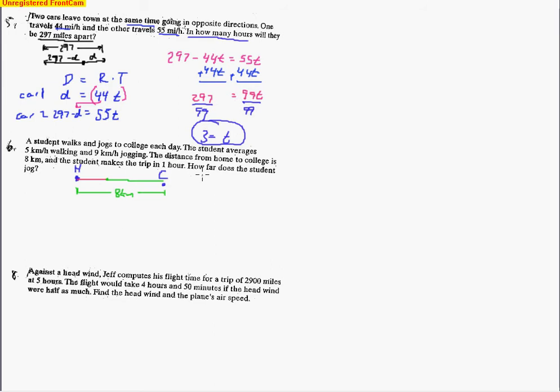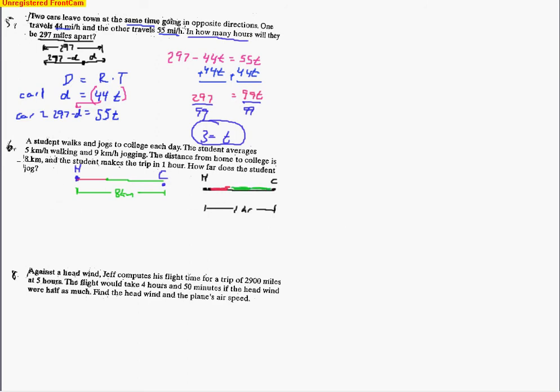So here's home, here's college. They have the same sort of thing, but this is now time rather than a distance. And so the total time is 1 hour. That's what it takes. Now, the student doesn't just walk for an hour. The student walks and jogs. And so let's go ahead and fill in this part with the student walking here, and then eventually, again, the student jogs a certain distance.